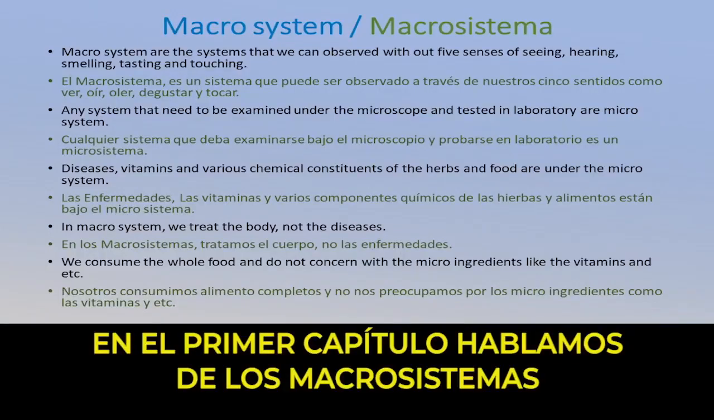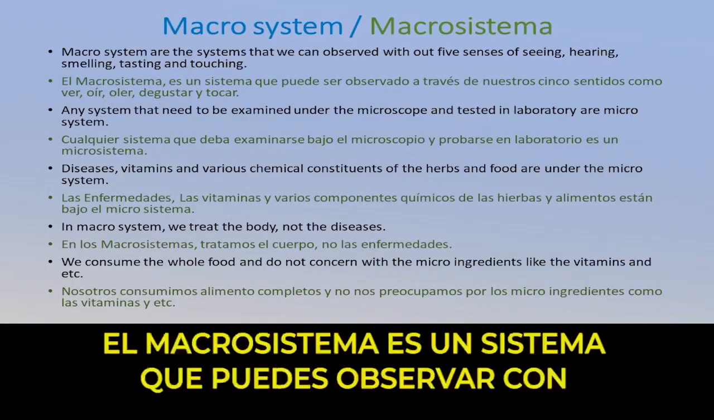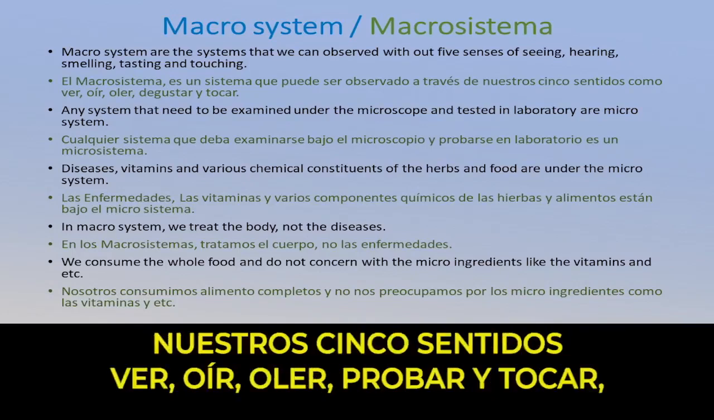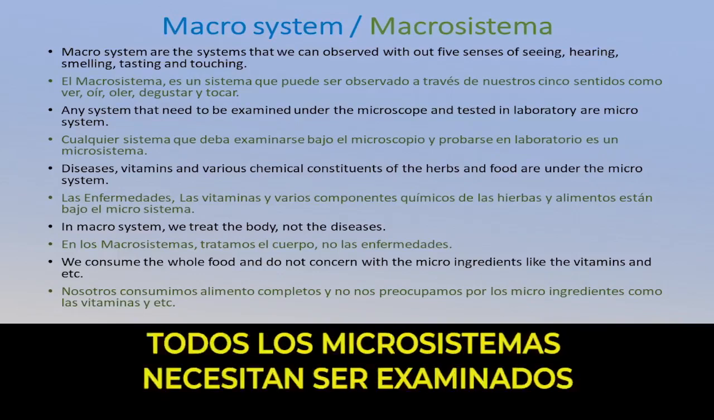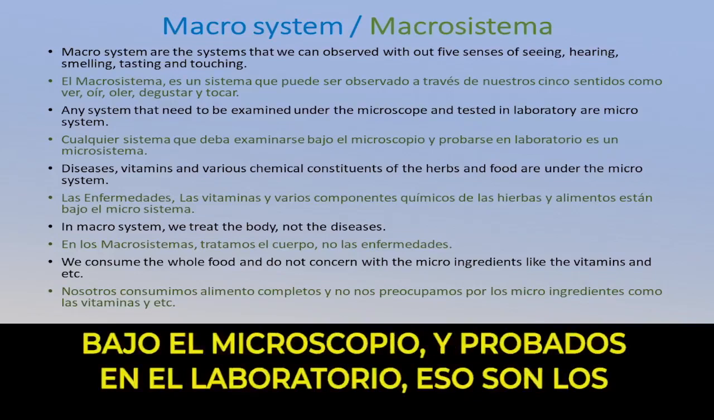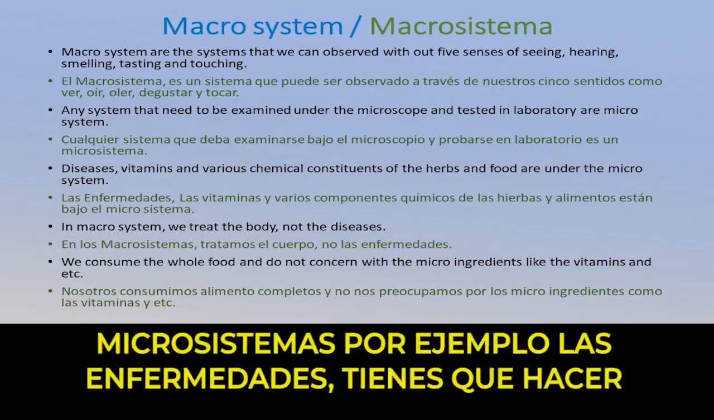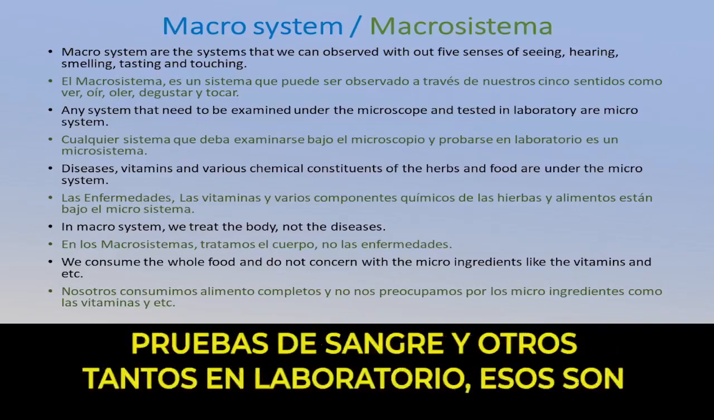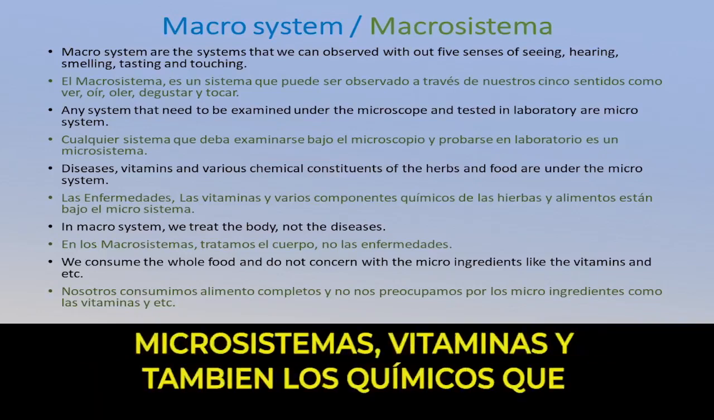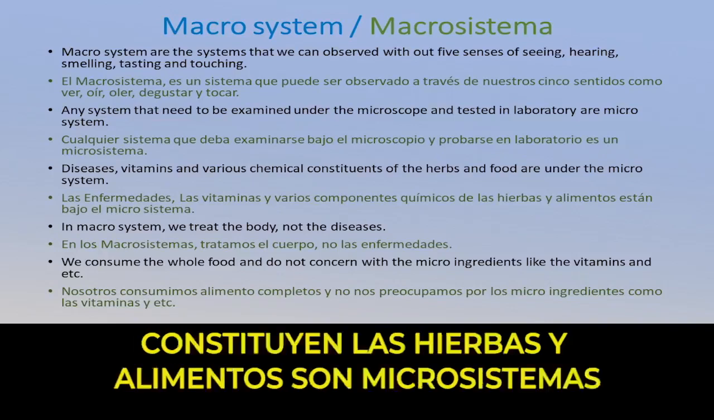In the first chapter, we talk about the macro system. Macro systems are systems that you can observe with our 5 senses of seeing, hearing, smelling, tasting, and touching. Now, all systems that need to be examined under the microscope and tested in the laboratories are the micro system. For example, the diseases. You need to do the blood test. You need to do so many tests in the laboratory. They are micro system. Vitamins and also many of these chemical constituents of the herbs and food are under the micro system.